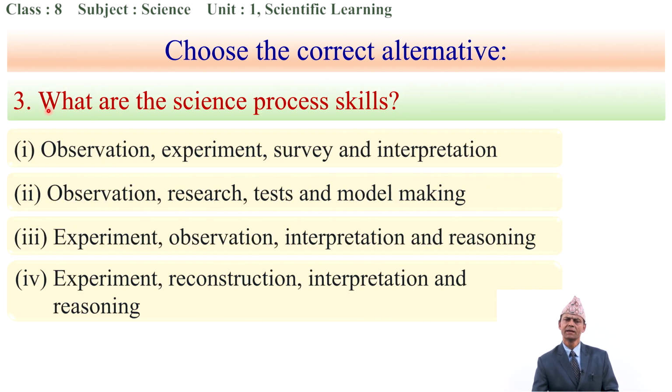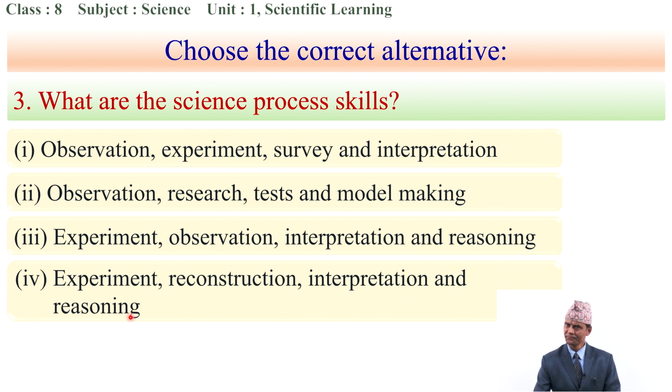It is like this. What are the science process skills? We have just discussed it. Let's find the correct answer. Observation, experiment, survey and interpretation. Second one is observation, research, test and model making. Third one is experiment, observation, interpretation and reasoning. The final one is experiment, reconstruction, interpretation and reasoning. We have to find the best one.